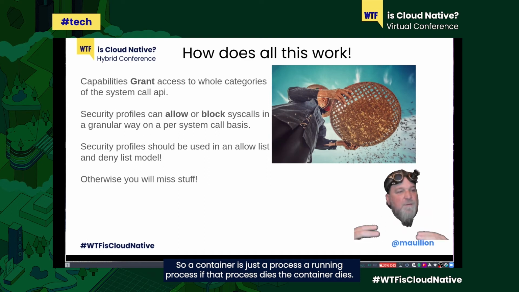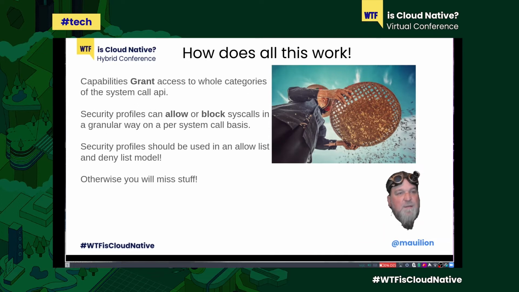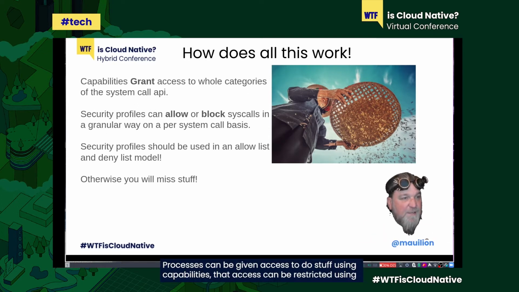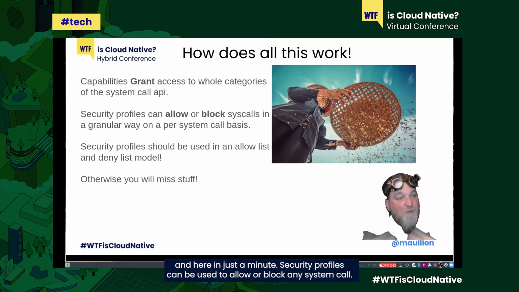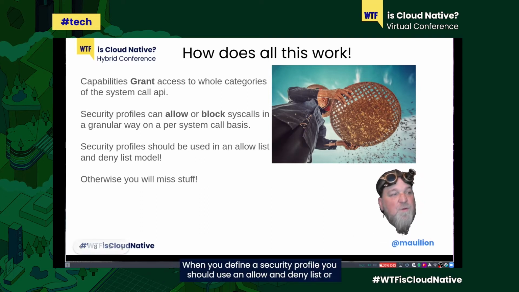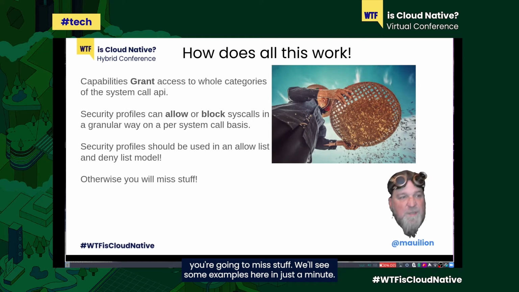So a container is just a process, a running process. If that process dies, the container dies. Processes can be given access to do stuff using capabilities. That access can be restricted in a granular way, leveraging seccomp profiles. We're going to talk about security profiles in just a minute. Security profiles can be used to allow or block any system call. When you define a security profile, you should use an allow and deny list, or you're going to miss stuff. We'll see some examples in just a minute.